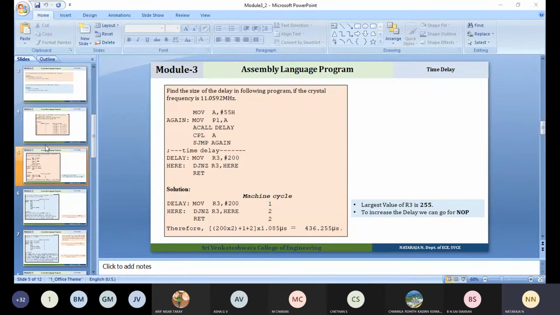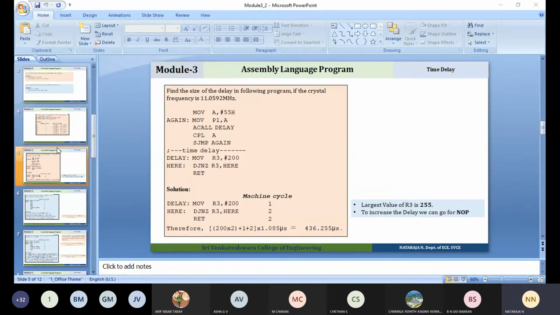This is your main program. The last three lines are your delay program. For this program we are going to find the delay. That is the meaning. Okay, understood everyone? Yes, sir. Okay, with respect to that, we'll discuss the solution here.